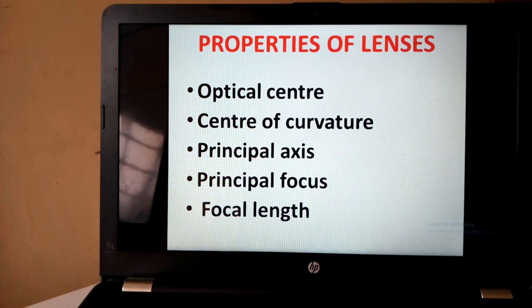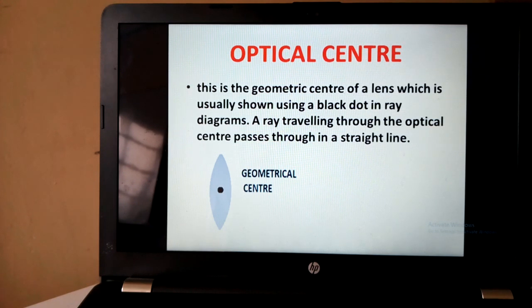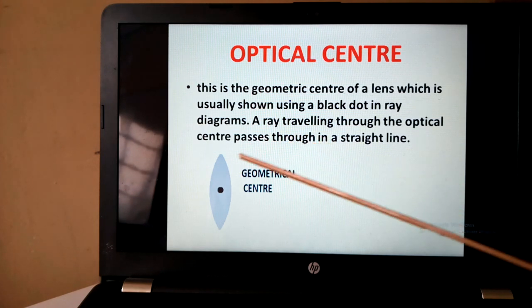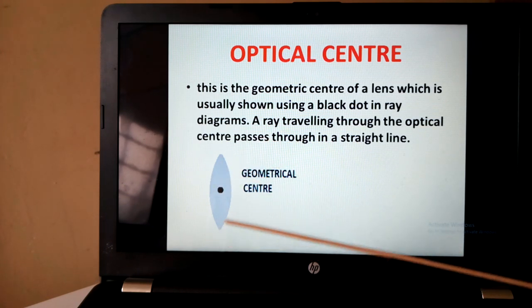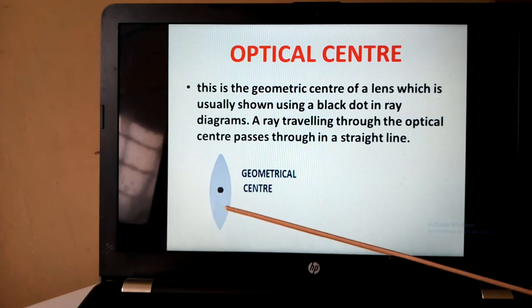So let us go to property number 1. What do we mean by optical center? So optical center is a geometric center of a lens which is usually shown using a black dot in ray diagrams. A ray traveling through this optical center passes through in a straight line. So I've shown you one type of lens. This is a convex lens.